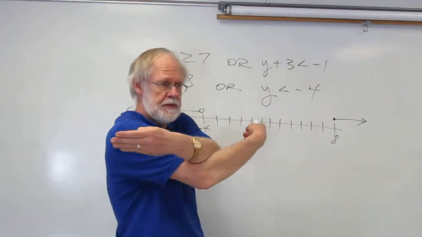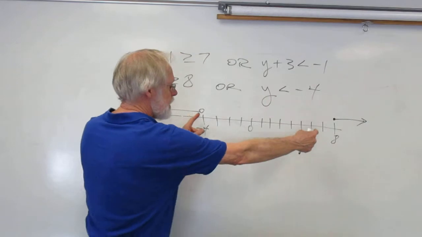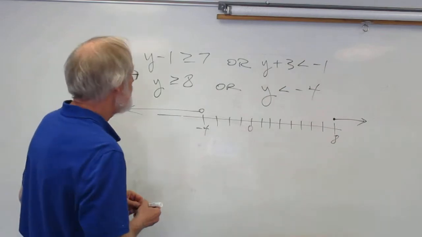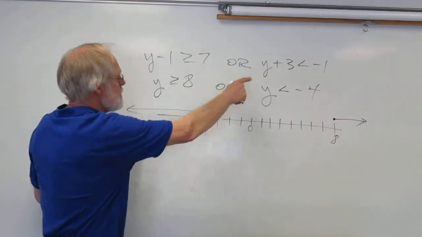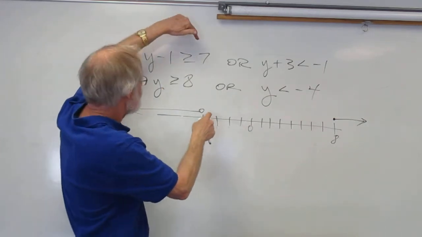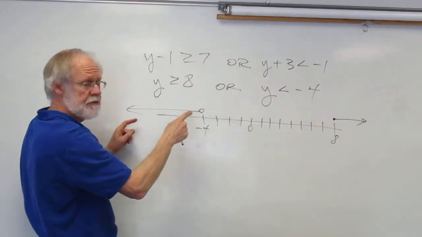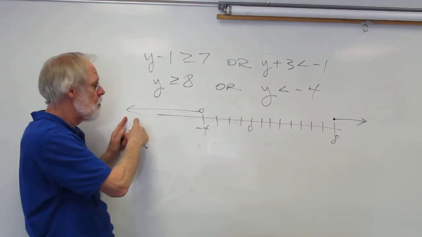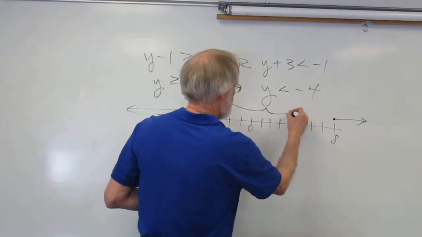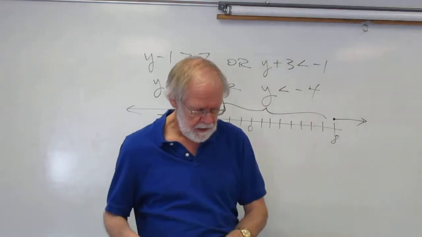In an and, they come together and cross, and you get an overlap. In an or, they split apart, and there is a section in the middle, in here, between them, that cannot work as values. So what we're saying here is, either this will be true if y is greater than or equal to 8, or this will be true if y is less than negative 4, and either one of those is okay because it's an or. What's not okay is the stuff right in here that doesn't work for either one of them. All right, so that's and or.